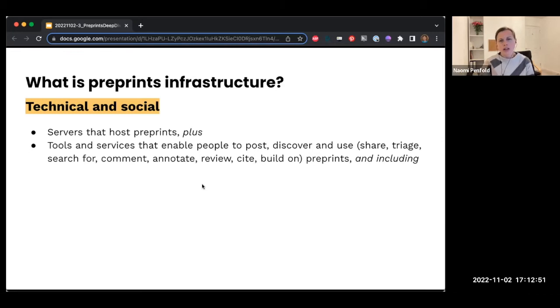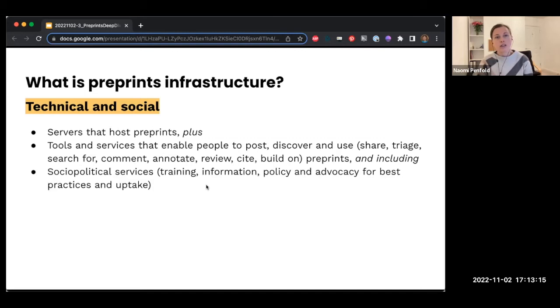But in addition to that, it's really important to note that there's a lot of technical infrastructure that helps support preprints to be part of the scholarly communications process and really embedded in that process. So people can discover those preprints, they're being indexed, there's metadata, and there's a lot of tools as well people can use to comment, annotate, review, cite, and build on the preprint content itself.